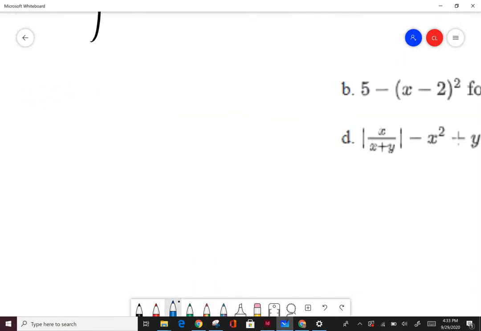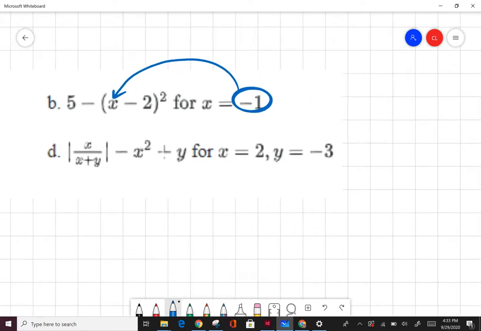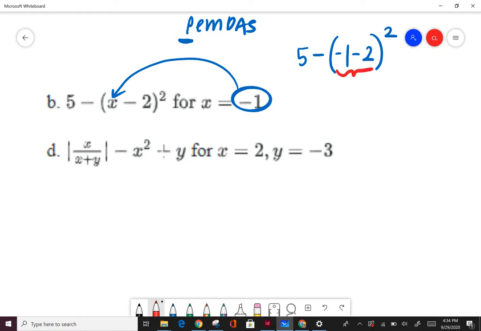Okay, let's go over B. We're going to substitute -1 where we see the x. So I'm going to write it to the right. We have 5 minus, for x, I'm going to substitute the -1 and then copy the -2. If I'm using PEMDAS, I have to do parentheses first. Inside the parentheses, I have this right here. Let's combine them. That gives us -3.